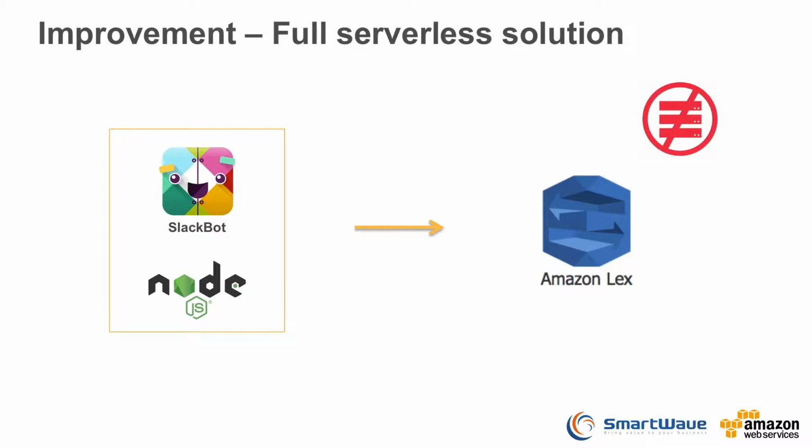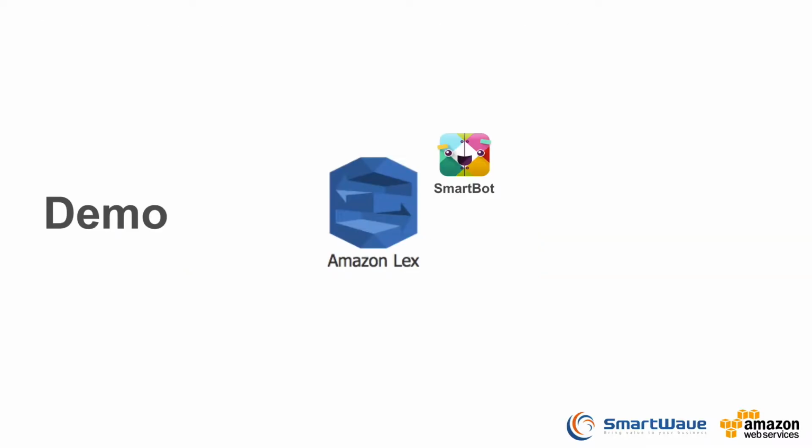So, no more exact keywords. The bot should now be more comprehensive. Then we replaced the Node.js bot by a Lex bot. Now we will show you how Amazon Lex works with the integration on Slack.